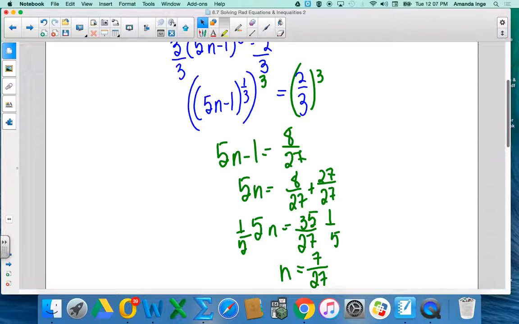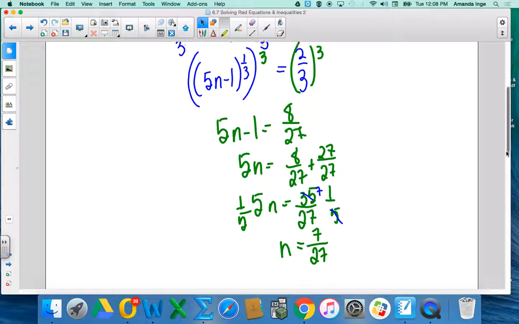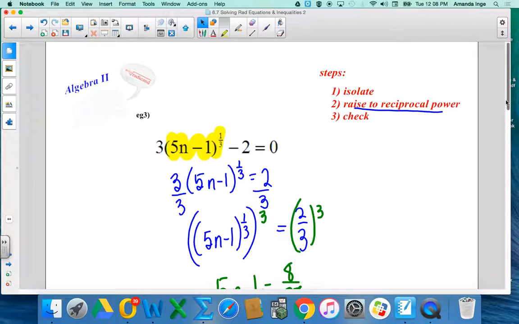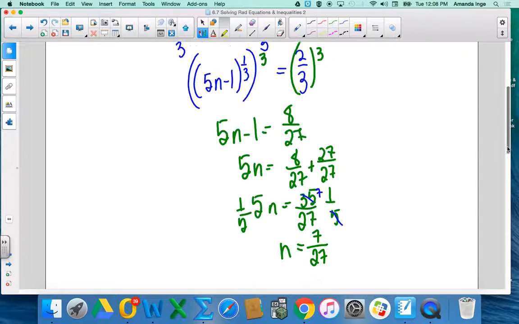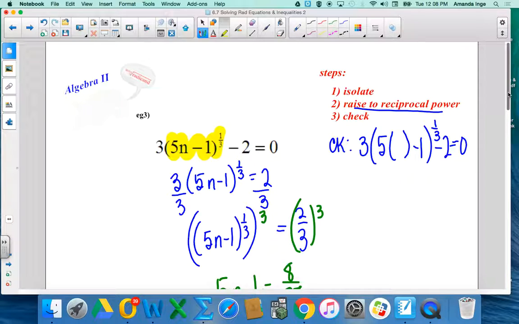Everybody good with that one? These cancel, right? Alright, so we got an answer of 7 over 27. Go back up here. We get 3 times 5 minus 1 to the 1/3 power minus 2 equals 0. And then we'll plug in 7 over 27 in.